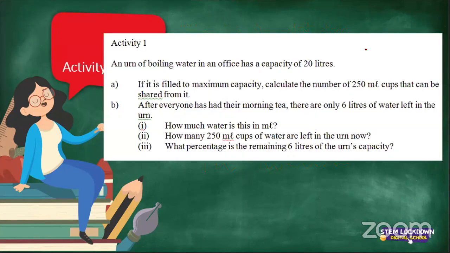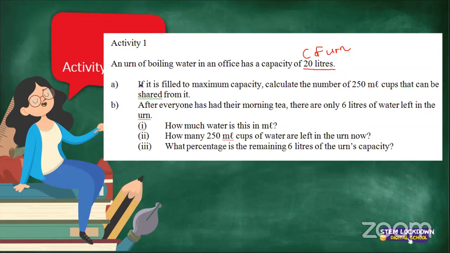Okay, let's continue. Remember, should you have any questions, feel free to write on the chat. Okay, activity 1. Here it says an urn of boiling water in an office has a capacity of 20 liters. Now with measurements, make sure that you underline each and every figure that you have and understand what it is. So I'll write a short annotation to say this is the capacity of the urn. The urn is able to carry 20 liters. Remember, capacity is the amount of space inside the urn.